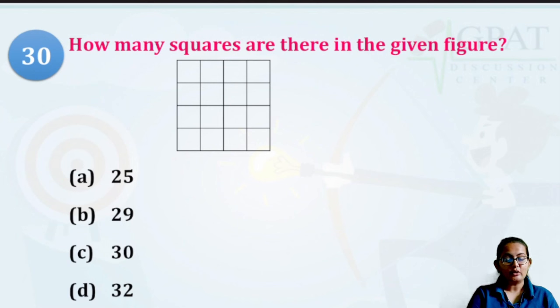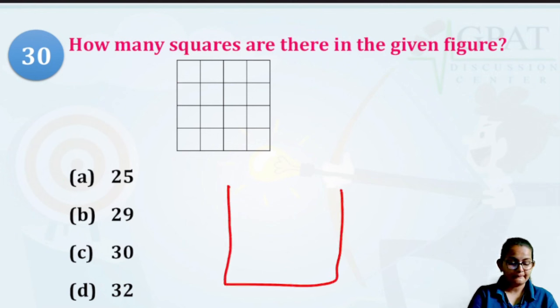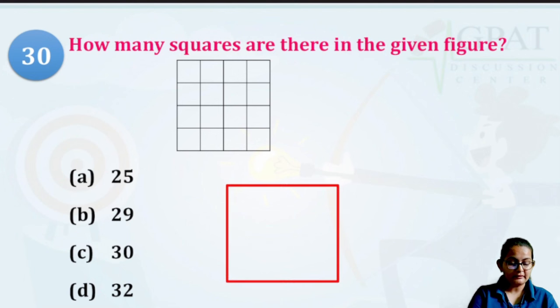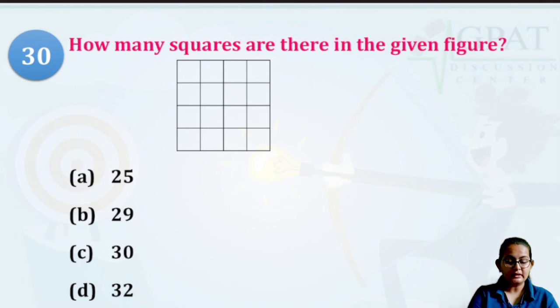Then the next question is how many squares are given in this particular figure. You have to count out the squares. I will draw it here because the marker is not working. This is the square which is given. And how many? 1, 2, 3, 4, 5, 6, 7, 8, 9, 10, 11, 12, 13, 14, 15, 16. So total 16 squares we have got first. The simple squares are the first 16. Okay, so we'll add the first 16.